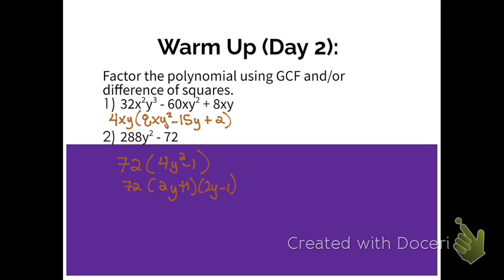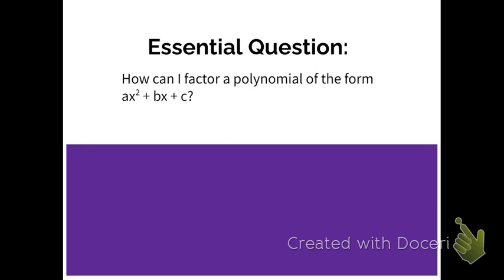The second one was actually a two-step problem because it had a GCF of 72. And then once you factored that out, you were left with 4y squared minus 1. But 4y squared minus 1 was a difference of squares. And you could factor that into 2y plus 1 times 2y minus 1. So now we're ready to move on to another kind of factoring.